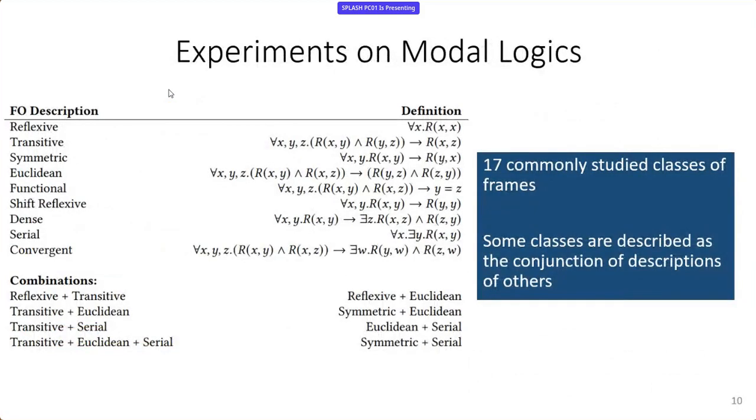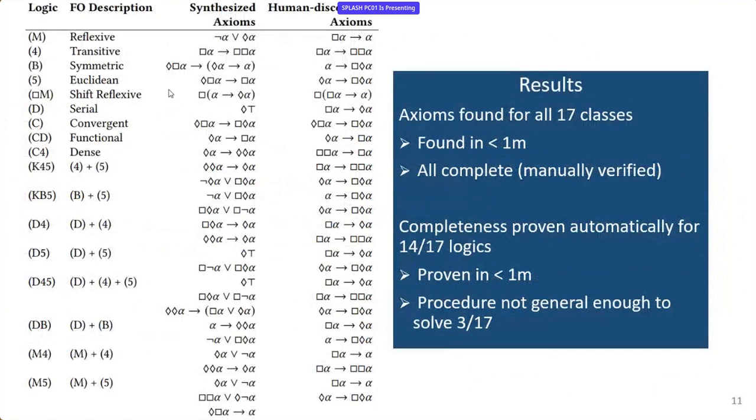Let's look at some results. We apply the LAS framework to 17 commonly studied classes of frames. They have first order descriptions that are shown here on the left. Some of the classes are combinations of the basic classes shown here. You can see the famously studied classes of frames like reflexive transitive frames over here, what many call S4. Our tool is effective in this domain, synthesizing complete axiomatizations for all 17 logics.